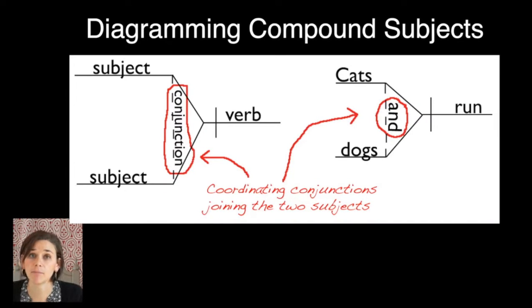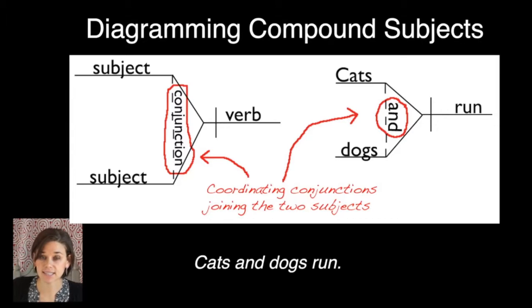This is how you would diagram a compound subject. We have two subjects and the coordinating conjunction is on a dotted vertical line between the two subjects. Then the line comes back together and goes toward the verb. The conjunction is on that line, joining the subjects together. And it's easy to see when you look at the diagram that both of these subjects are sharing the same verb. So the example sentence is cats and dogs run.